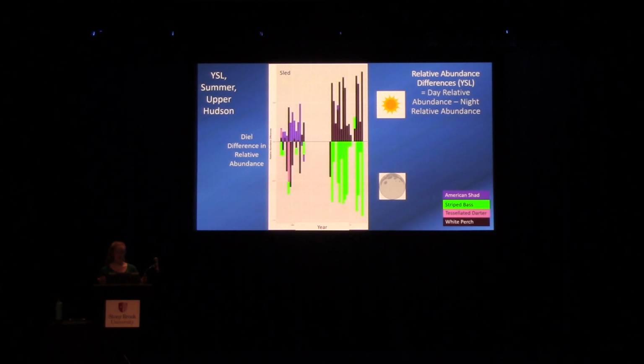So if there isn't a difference in daytime versus nighttime relative abundance, if the community is the same, then this figure would be empty, it'd be blank. But there are differences, which you can see. And you can see that the white perch, in this dark maroon, are dominating way more during the day, whereas striped bass at night have a higher relative abundance compared to their daytime relative abundance.